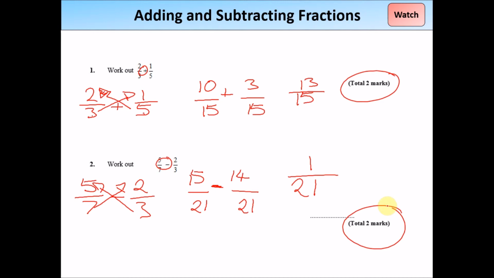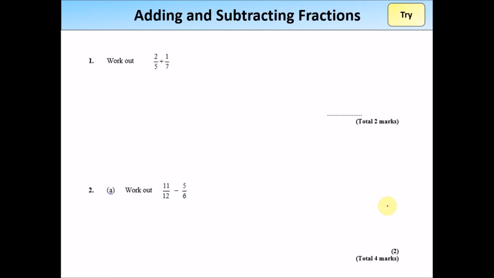So, on that note, what I'm going to do now is put another 2 questions up on the board, 1 addition, 1 subtraction. Have a look at the questions, pause the video, and then see if we come out with the same answers. So your 2 questions are up there now. You've got 2 over 5, add 1 over 7. And at the bottom there, you've got 11 over 12, take away 5 over 6.